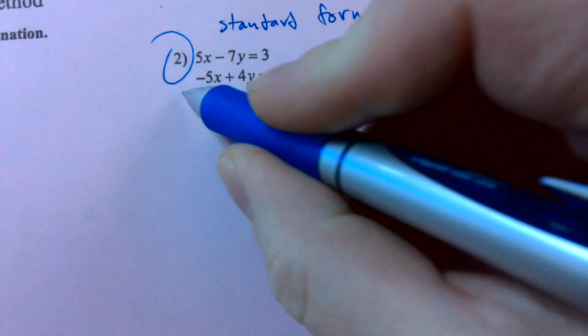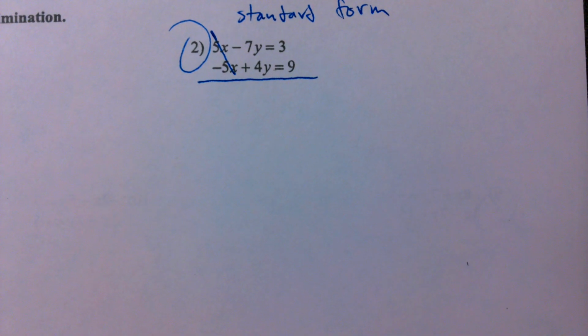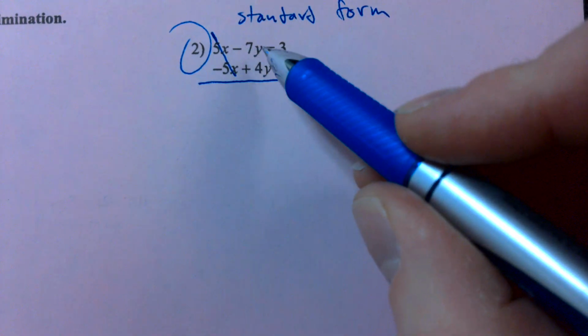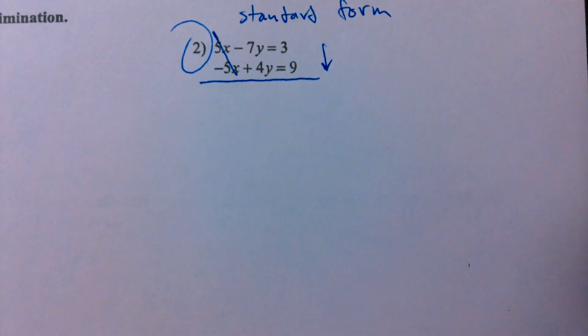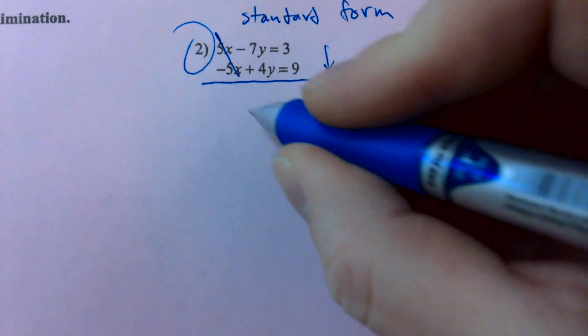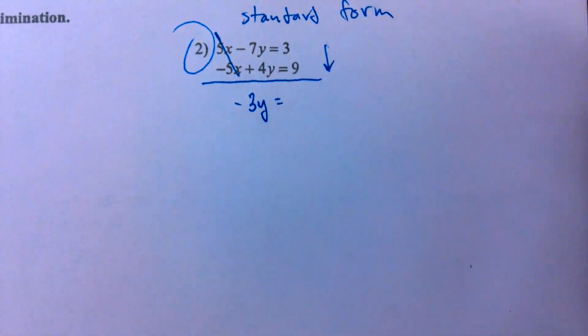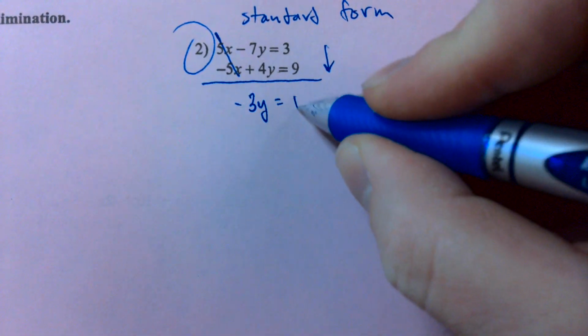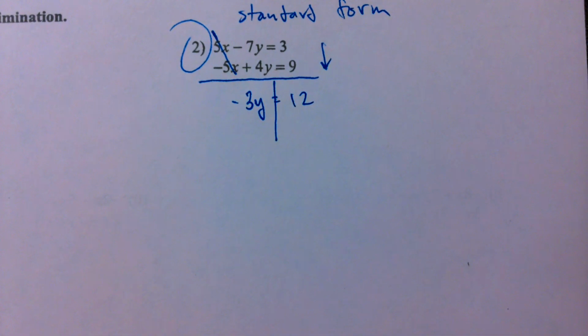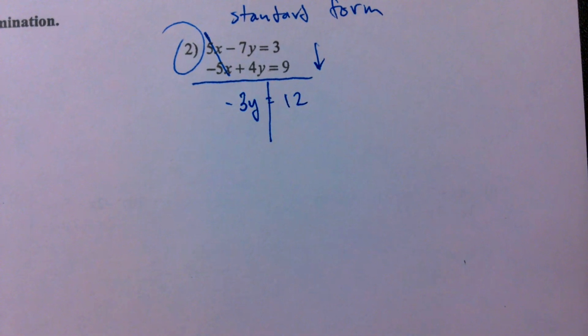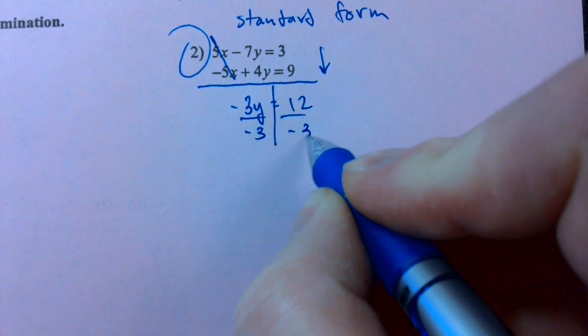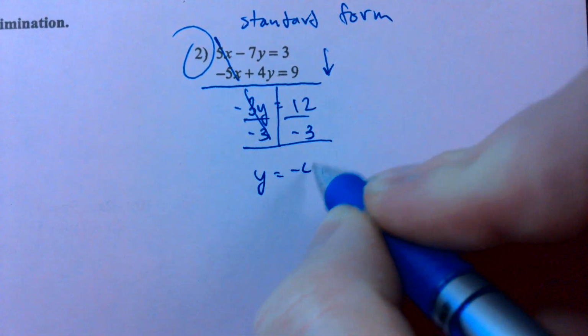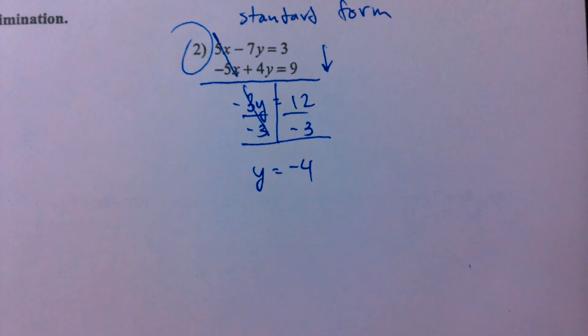So once I locate those inverses, what can I do with them? Cross them out, because what is 5x minus 5x? 0. So we're not going to worry about it. Now I have negative 7y plus 4y. We're going to add down. What is negative 7y plus 4y? Negative 3y. And we'll take our constants and add those down. What's 3 plus 9? 12. And we're going to divide both sides by negative 3. 12 divided by negative 3 gives me negative 4.